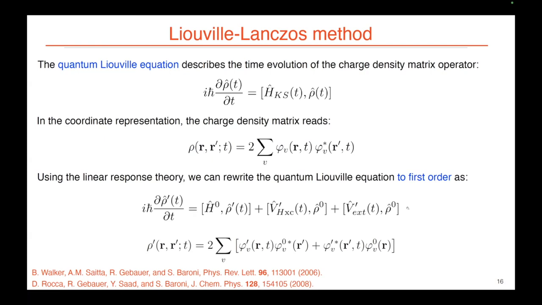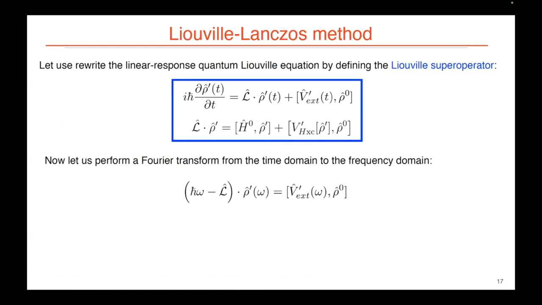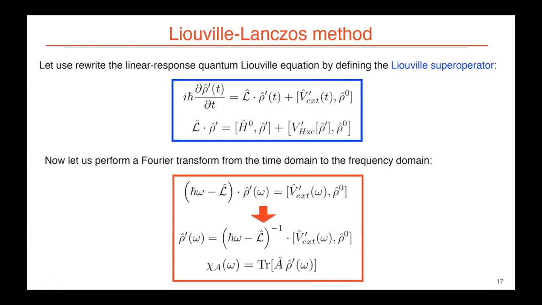And then we can do a Fourier transform from the time domain to the frequency domain, like we did in the case of the Sternheimer method. And then we can write our final equation in this red rectangle. So our equation is the first one, where L is the new object that we introduced. It's called the Liouvillian superoperator. It's defined on the second line. And then formally, we can write the solution of this equation, rho prime of omega, by simply putting this object in brackets on the right with the minus one sign. It's really a formal expression.